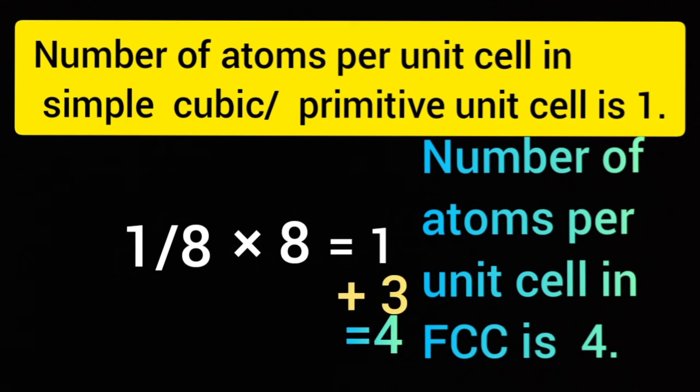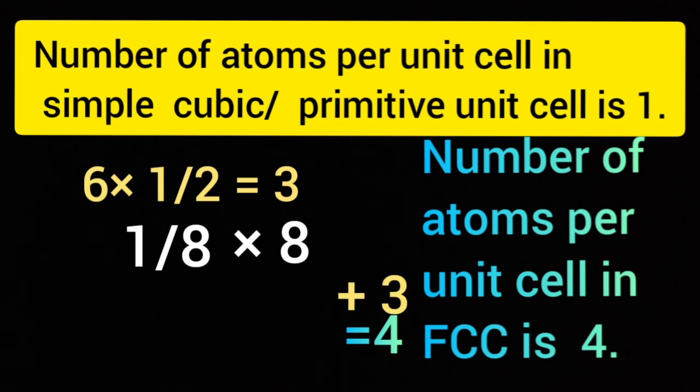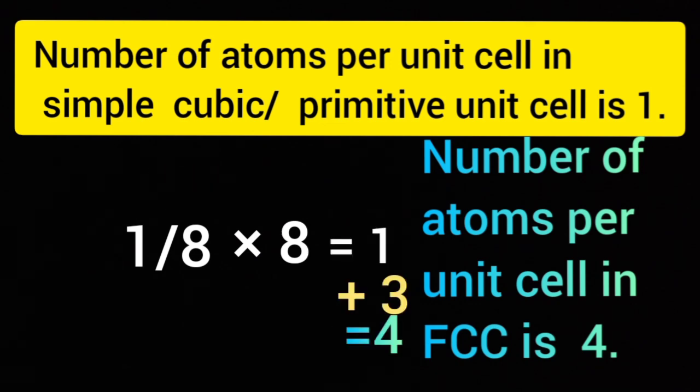In FCC, the number of atoms per unit cell is 4. You see there are 8 corner atoms, and each face of the FCC arrangement contains a lattice point. The contribution of the atom present on the face is half to the unit cell. So there are 6 faces, 6 into half is equal to 3, and previously it was 1 by 8 into 8, equal to 1, so 1 plus 3 is equal to 4. So there are 4 atoms per FCC unit cell.